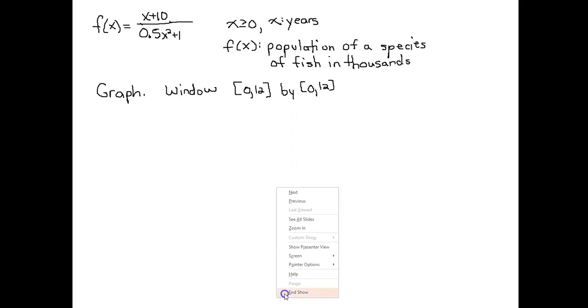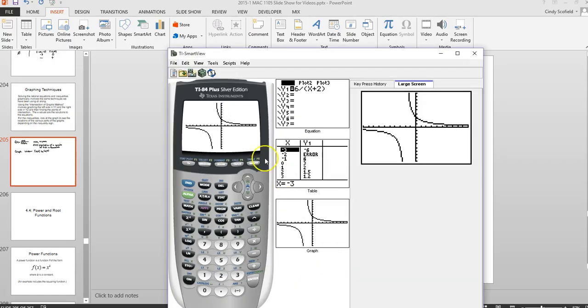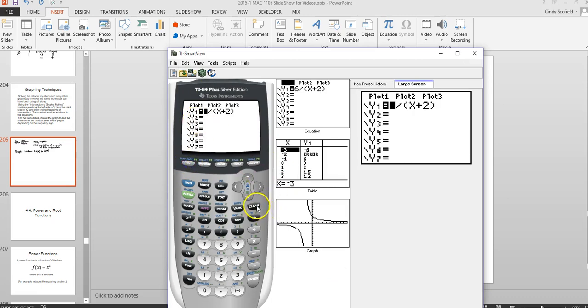So let's do that. So we got to graph x plus 10. I like putting the numerator in parentheses. I also like putting the denominator in parentheses, just to force the calculator to do the correct order of operations. All right, x plus, I don't know what's going on with my mouse, but it keeps double doing things. All right, x plus 10 divided by, that's why it's always important to go back and check your input, 0.5x squared plus 1.